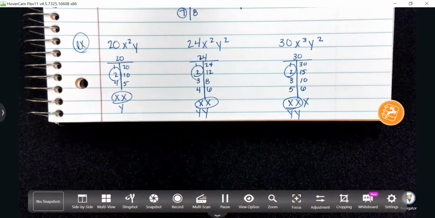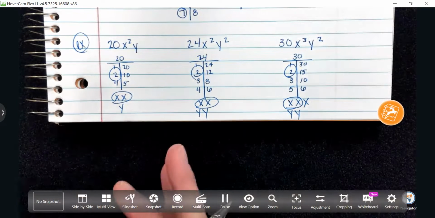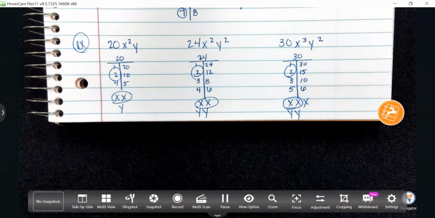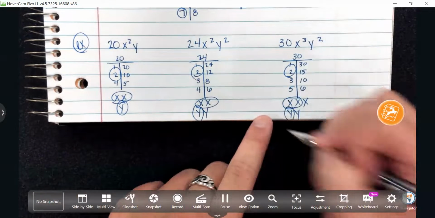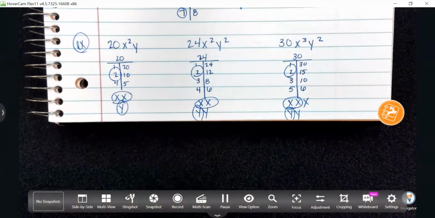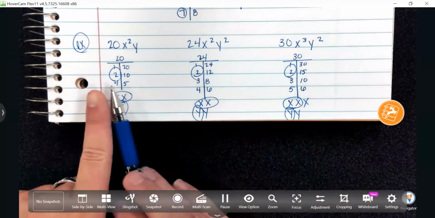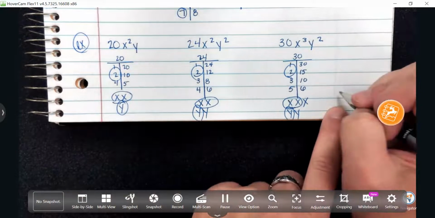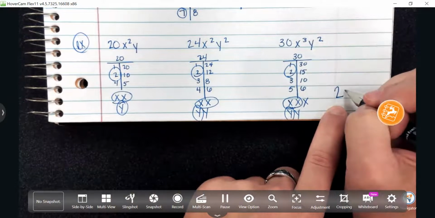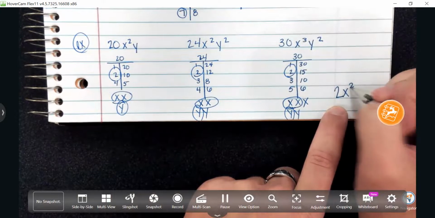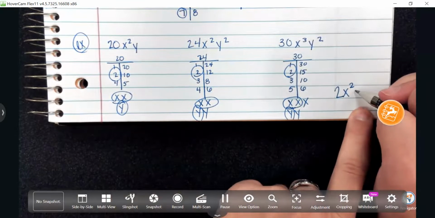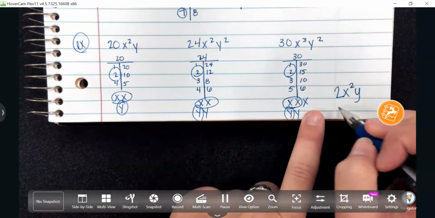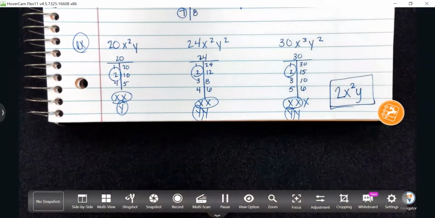Let's look at my y's. How many y's can every table give? So I only have 1 y from every table. So how do I write my answer? What was my greatest common number? 2 x squared. Why x squared? They gave 2 x's and then how many y's? 1 y. Was that hard?